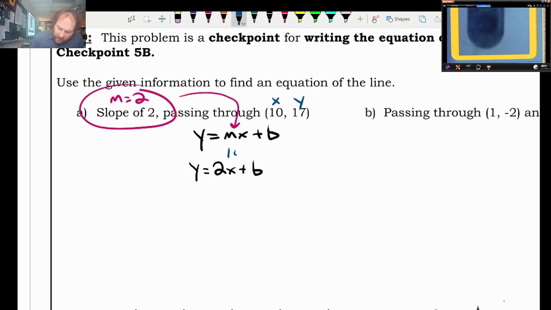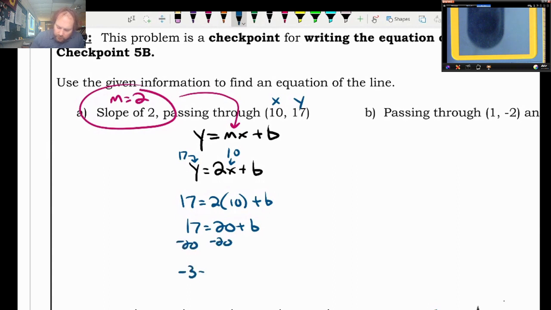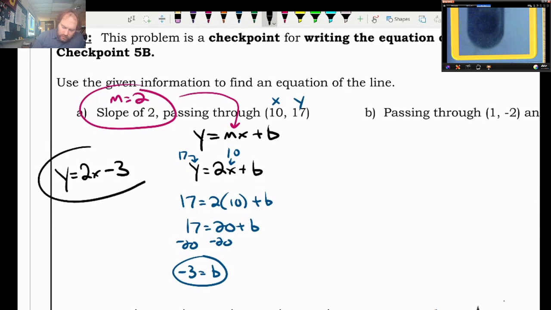So let's make x 10 and let's make y 17. We'll plug in the x and the y that we've got. 17 is equal to 2 times 10 plus b. So 17 is equal to 20 plus b, and this means that if you subtract that 20 over, b is -3. So you can put these two things together now to get the equation of the line. y is equal to 2x minus 3 is what we're looking for. Put the 2 where the slope goes and put the -3 where the y-intercept goes.